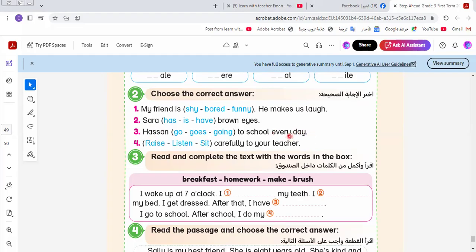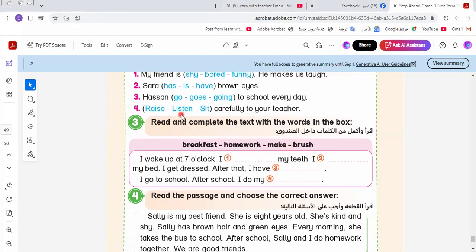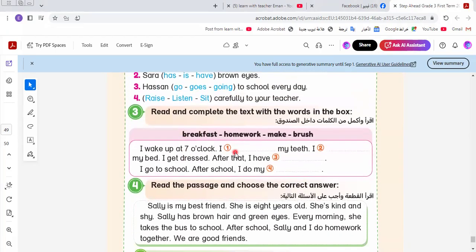So here we talk about the routine. When we talk about the routine, we add s to the verb. So it will be go, goes, or going. It will be goes. Listen carefully to your teacher. As we know this expression from the lesson: listen to your teacher, listen carefully to your teacher.